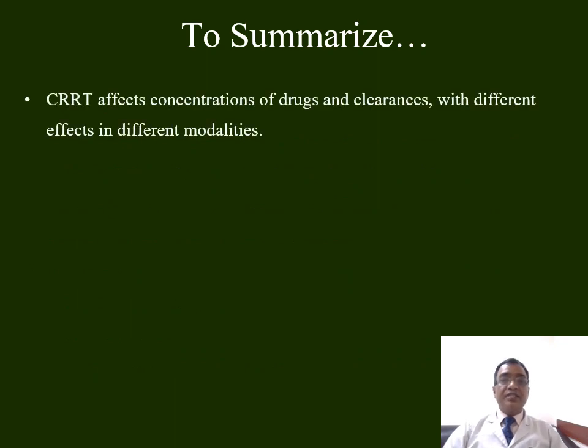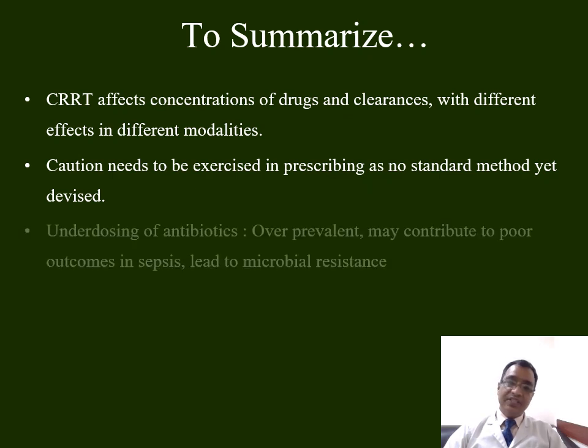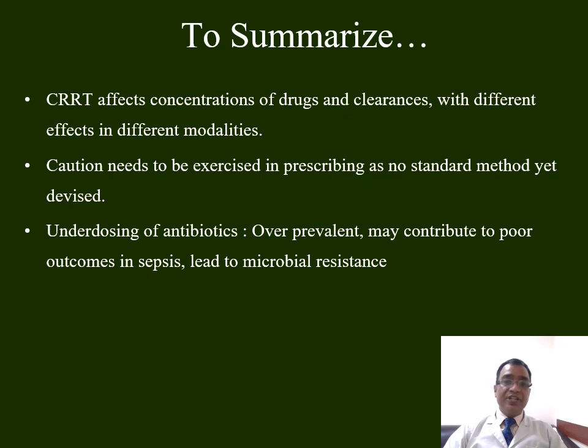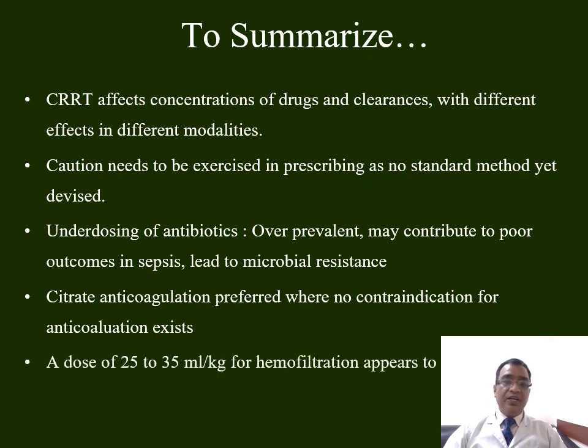CRRT affects the concentration and clearance of drugs, with different effects in different modalities. Caution needs to be exercised in prescribing as no standard method has yet been devised. Underdosing of antibiotics, which is prevalent, may contribute to poor outcome in sepsis and lead to microbial resistance. Citrate anticoagulation is preferred where no contraindication for anticoagulation exists. A dose of 25 to 35 for hemofiltration appears to be reasonable.